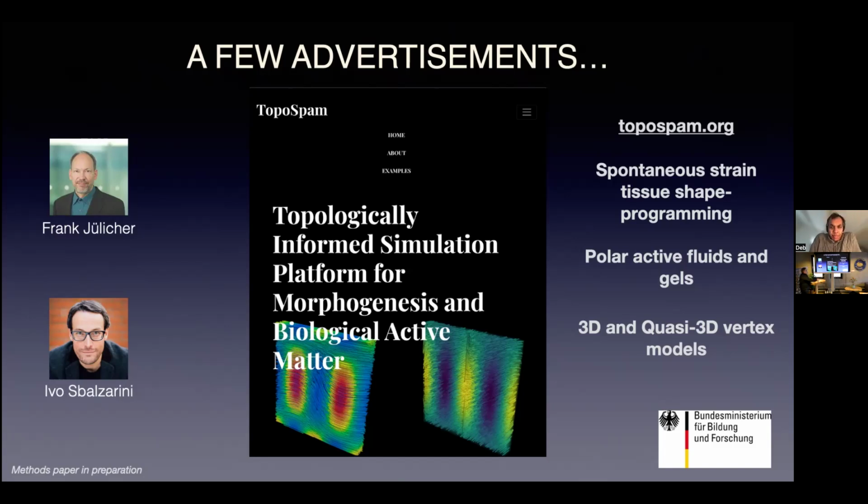So polar active fluids and gels are for the cell cortex and intracellular things, 3D and quasi-3D vertex models are for interacting cells up to some number of cells, and then coarse-graining over cells with whole tissues, for the spring models that I showed you before.